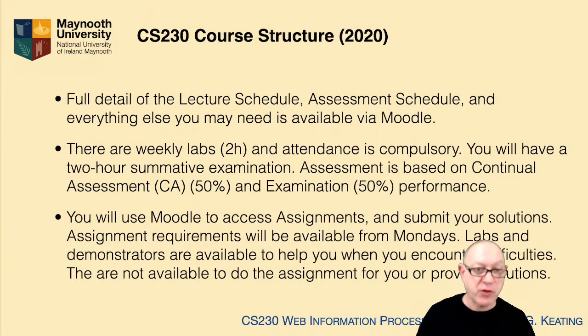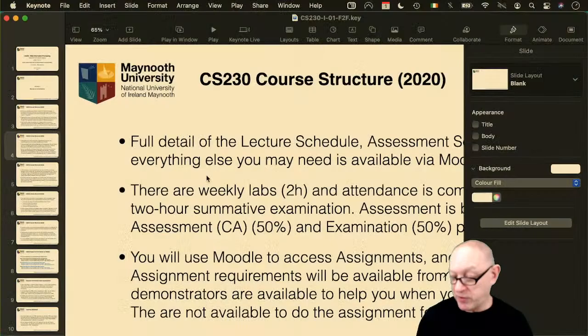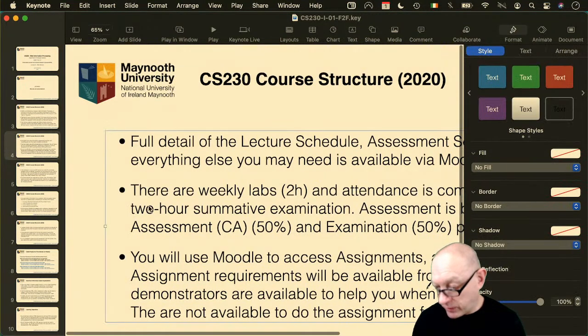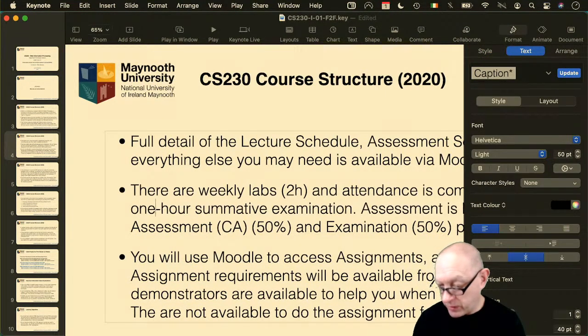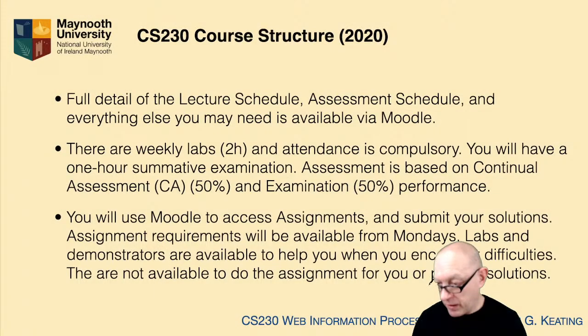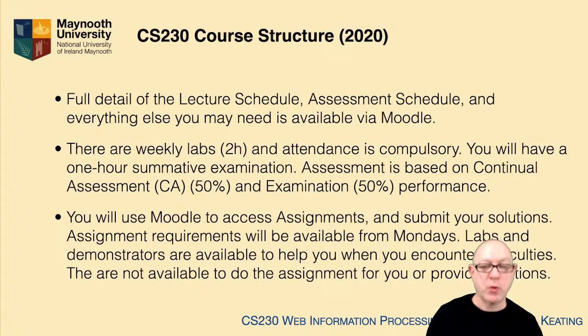Full details of the lecture schedule, the assessment schedule, and everything else you need to know are available on Moodle. Basically, you have 2 lectures per week and 2 hours of labs per week, and attendance is compulsory for labs. You're going to have a summative examination. Actually, that's not correct, it's a 1-hour exam, so I'll make a change here. There's a 2-hour time slot in which you can do this 1-hour exam. Your assessment is based on continual assessment, which is worth 50% of this module, and the examination is worth 50% as well.